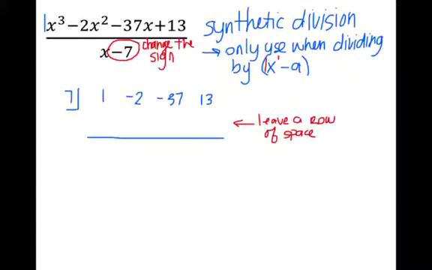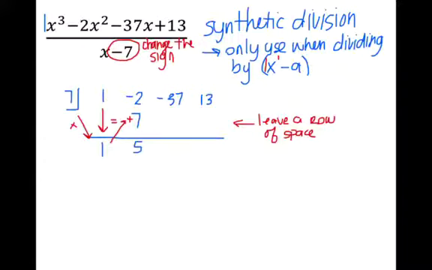So every time I do synthetic division, the first thing I'm going to do is take my first number, bring it straight down. No matter what that number is, drop it down. My next step is I'm going to take this 7 that I have up there, and I am going to multiply it by whatever number we just brought down. And I'm going to write my answer in the next column. So 7 times 1 is 7. And then I'm going to add these two numbers together. -2 plus 7 is 5.